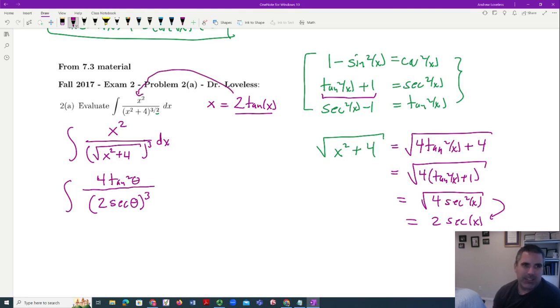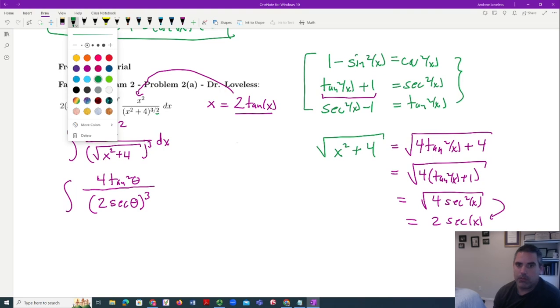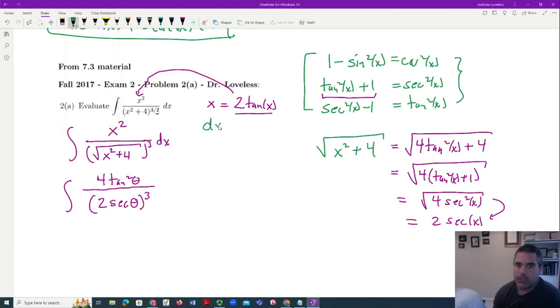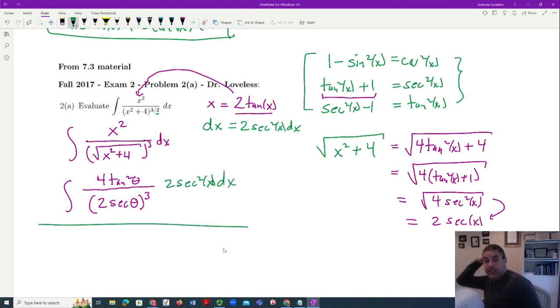And then lastly, and for some reason, I think just in the middle of doing the rest, students tend to forget this, but you do have to remember the derivative. Secant squared of x dx. So it's going to be 2. And that's actually the method. The method is that idea that if we make this substitution, the square root will go away. But then we have to face the consequences.